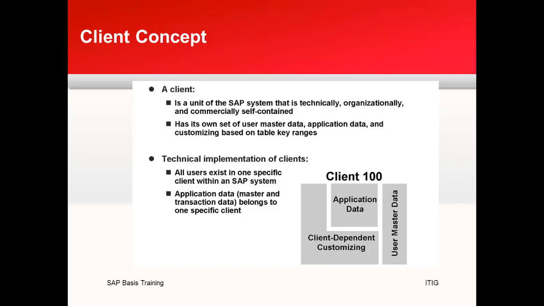Technical implementation of clients: all users exist in one specific client within an SAP system. Application data, that is the master data and the transaction data, belongs to one specific client. Say, here I am showing you the example of a client, client 100. We can have any number of clients, and the naming convention is basically a 3-character value. It should have its own user master data, own application data and own client-dependent customizing data. So that is basically what the client is.